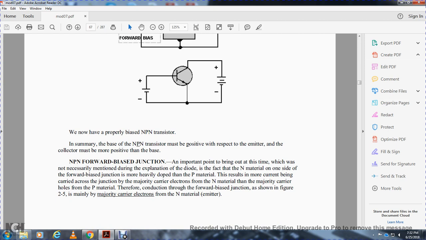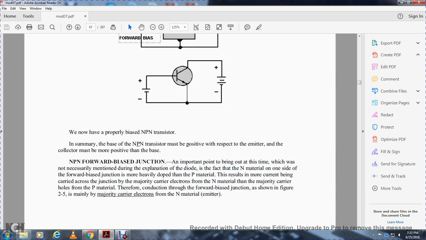Negative positive negative forward bias junction. An important point to bring out, which was not necessarily mentioned during the explanation of the diode, is that the negative material on one side of the forward bias junction is more heavily doped than the positive material. The reason is that more current is carried across the junction. The majority carrier electrons from the negative material flow through to the majority carrier holes of the positive material. Therefore, the condition through the forward bias junction is shown in figure 2.5.